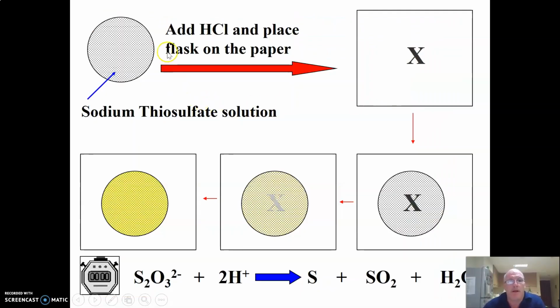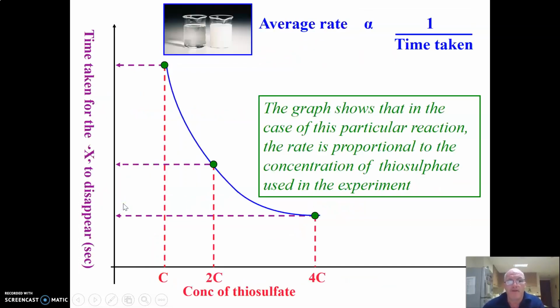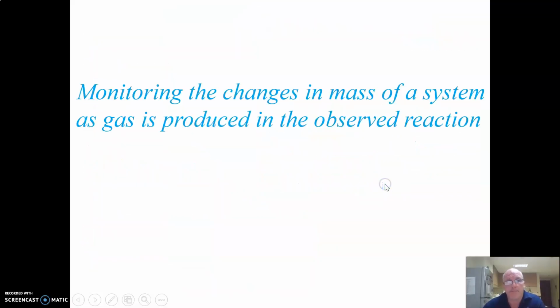Here we go. Acid added to thiosulfate, put it on paper, then it becomes like this and it gets cloudier and eventually you can't see the cross. Okay, and once again we find that the time taken is inversely proportional to the concentration of thio. If the concentration of thio is doubled, then the time is being halved. So we can say that the rate's proportional to the thiosulfate concentration.